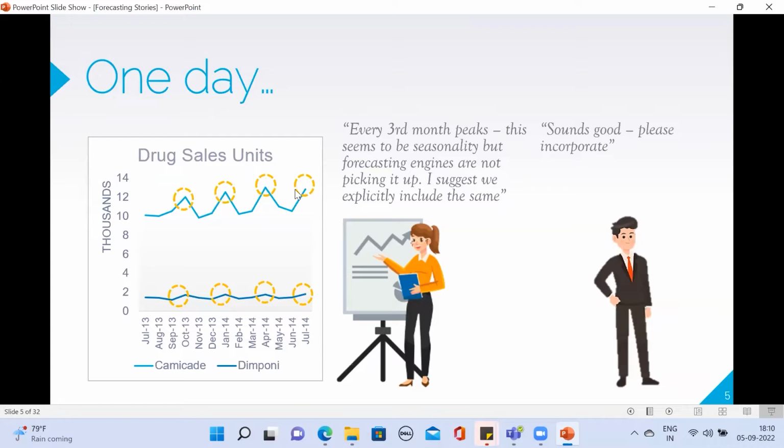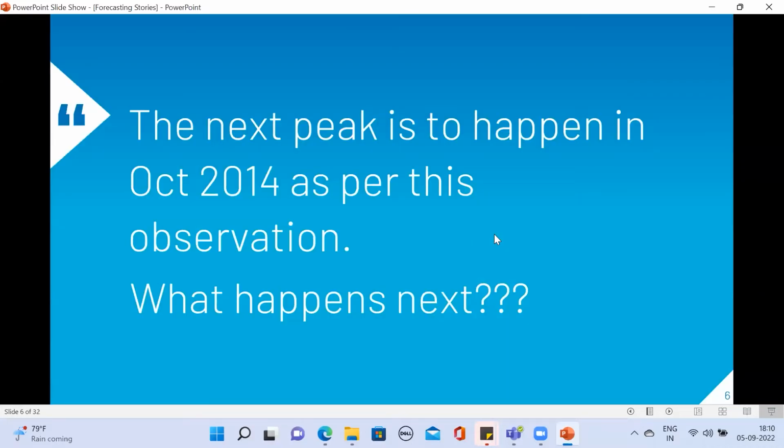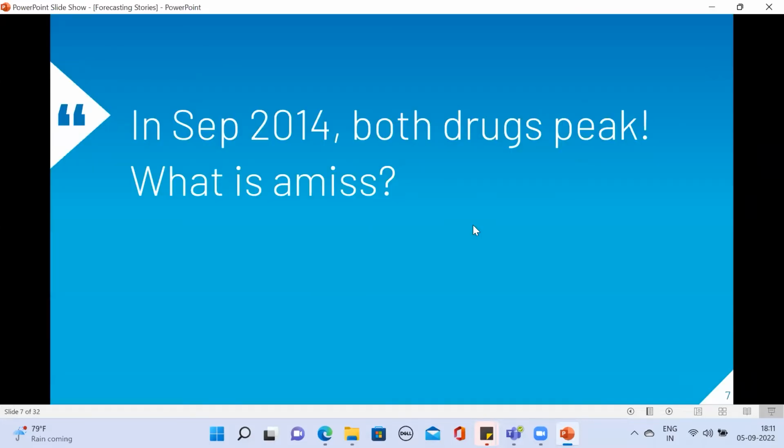So the last peak we see here is July, and the third month after that being October 2014, we will expect that the next peak is to happen in October 2014, right? Let's see what happens next. So instead of October, in September, both these drugs peak. So why would that have happened?